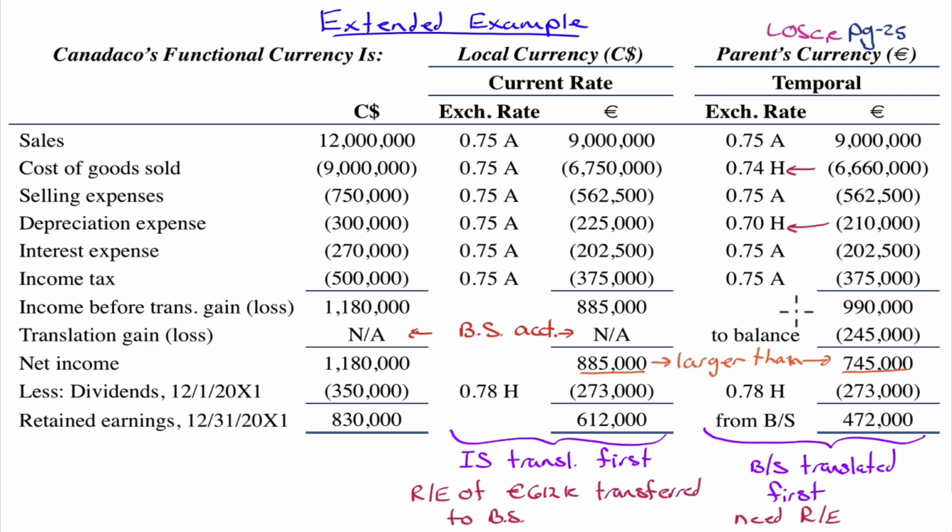Again, you still can't compare them. Now we're translating the same statement just in two different ways, and we're getting two different numbers out. You can tell that it's going to be hard to compare ratios in that respect. Let's have a look at the balance sheet.